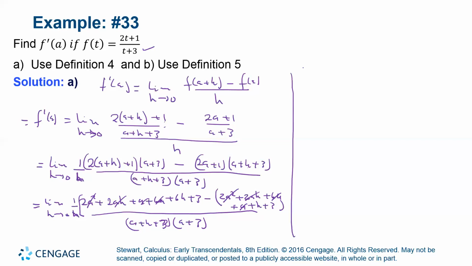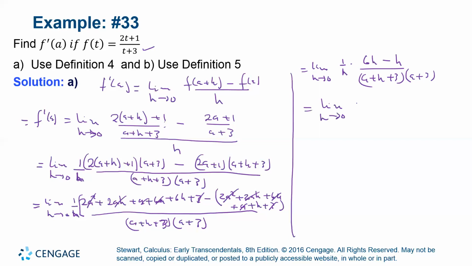All right, so what we have there is you go to the limit, h goes towards 0, 1 over h times, what is left up there, it will be 6h, and then plus 3 also minus 3 will cancel out. So you're going to have 6h minus h divided by the numerator (a plus h plus 3) times (a plus 3). So what you have there will be the limits.